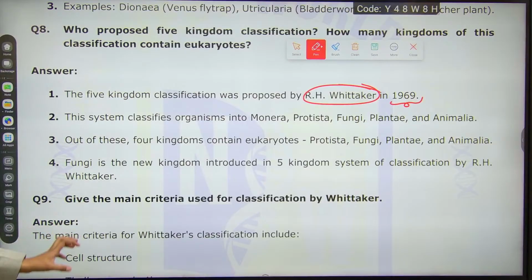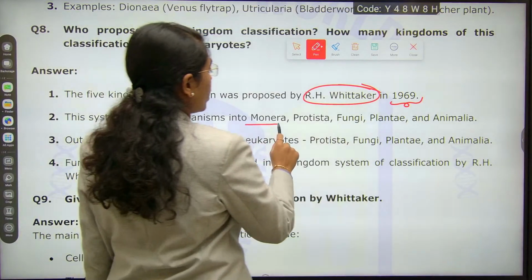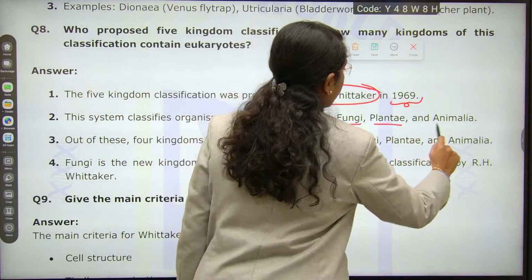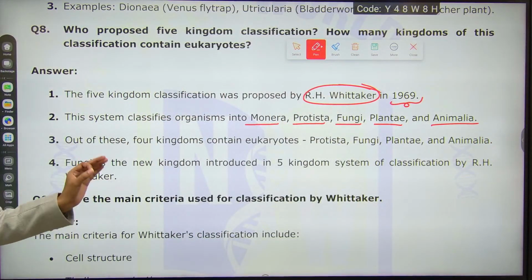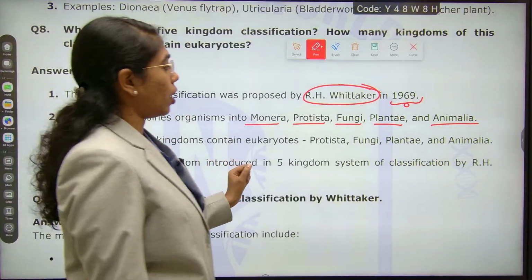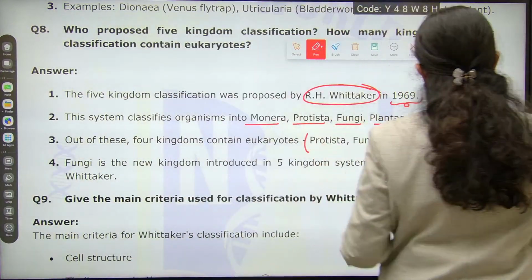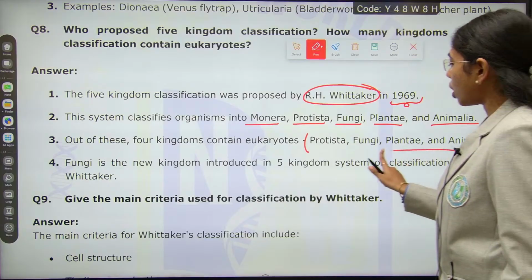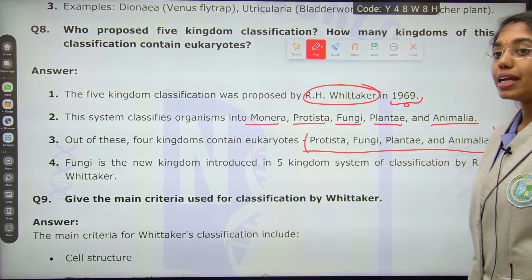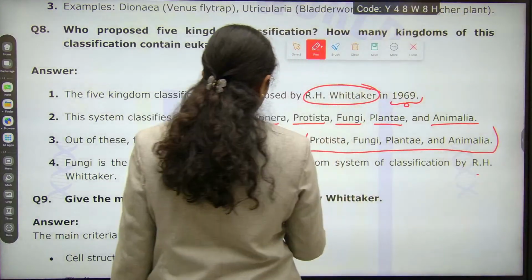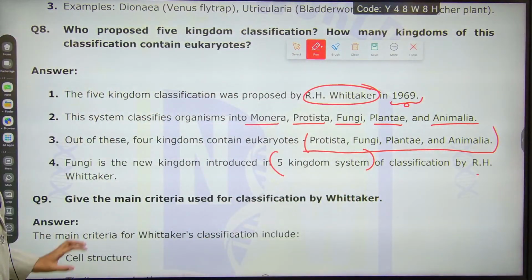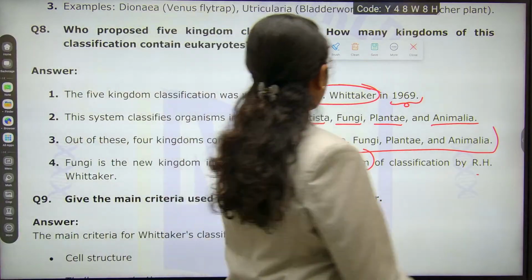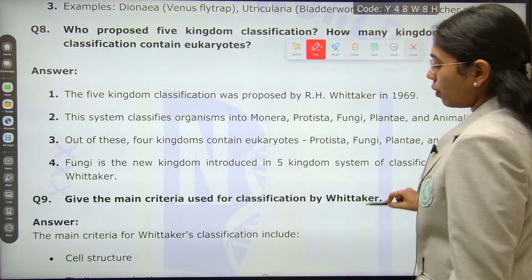This system will classify organisms into Monera, Protista, Fungi, Plantae and Animalia. Out of these, 4 kingdoms contain eukaryotes: Protista, Fungi, Plantae and Animalia. These are the 4 kingdoms of eukaryotes. Fungi is a new kingdom which is introduced in the 5 kingdom system of classification by R.H. Whittaker.